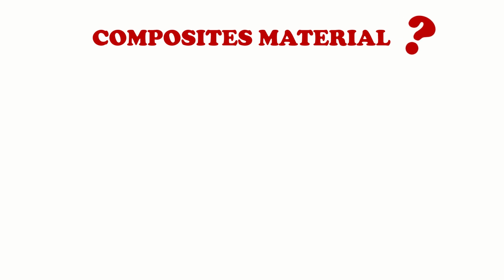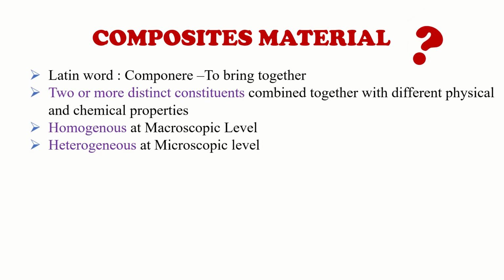Now we'll see what composite material is all about. Composite material is majorly composed of two or more constituents, which are matrix and reinforcement. We will see in the later slides what matrix and reinforcement are. If we fabricate a composite material and look at it with our naked eyes, we can figure out it is a single material.